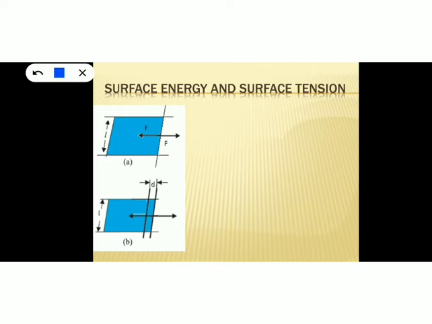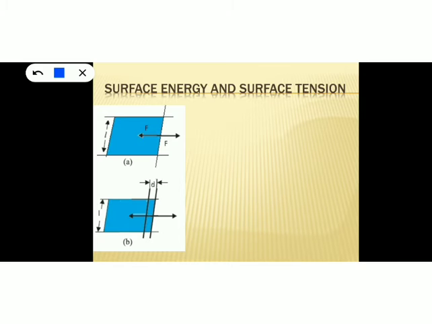Next we are going to discuss the relationship between surface energy and surface tension. Conceptually, surface energy and surface tension are different. Surface tension is the downward pull experienced by the surface molecules, but surface energy is the energy stored as potential energy on the molecules residing on the surface. So there is a little bit of difference between surface energy and surface tension, but their magnitude will be the same. So we can find out the relationship between surface energy and surface tension.